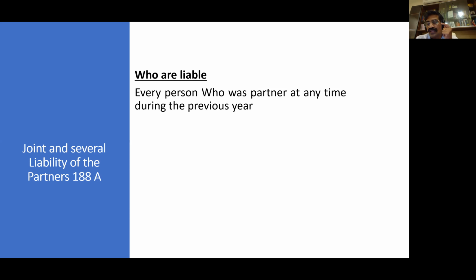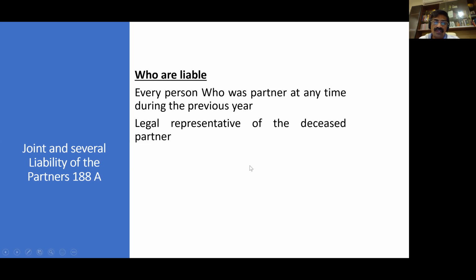Death பொறுத்த வரைக்கும், if the deed provides for continuation, it will be taken as 187. If the deed is silent, then it will be considered as a dissolution. 188 will apply. Two assessments you have to make. So in continuation of next point, joint and several liability of the partners, 188. Who are liable? Every person who was a partner at any time during the previous year. Anytime. Or null partner, 188 will apply. So if a person is a partner for one day, first April partner, second April not a partner, but a partner in the previous year, you will be liable. And the legal representative of the deceased partner.